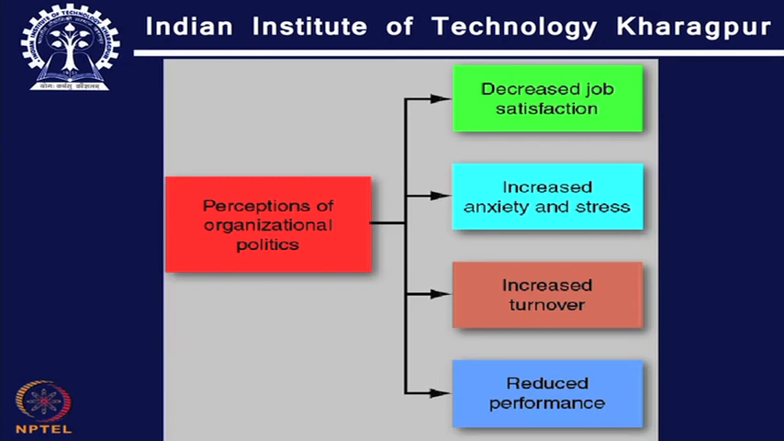Perception of organizational politics, how you see it in the organization, leads to decreased job satisfaction, increased anxiety and stress, increased turnover, and reduced performance. So these are some of the effects of what happens if there is too much organizational politicking.